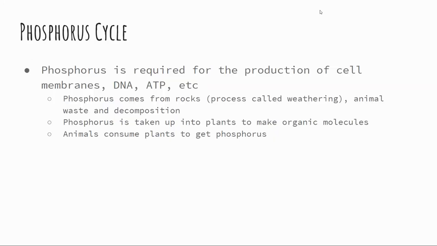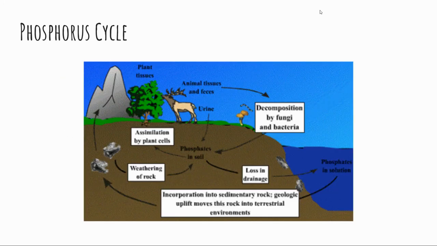Phosphorus is going to be required for the production of cell membranes, DNA, and ATP. Phosphorus comes from rocks through the process called weathering, or the breakdown of rock over time. It also comes from animal waste and decomposition of organic material. Phosphorus is taken up into plants to make organic molecules, and then again, animals consume plants to get phosphorus. And then here is the phosphorus cycle.